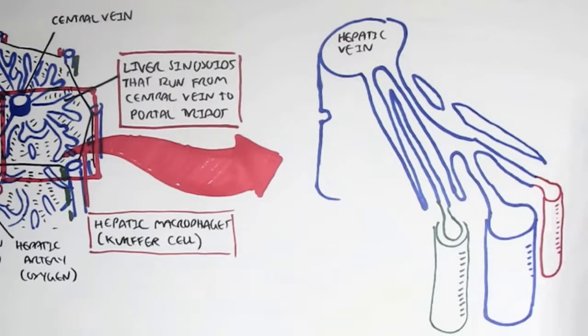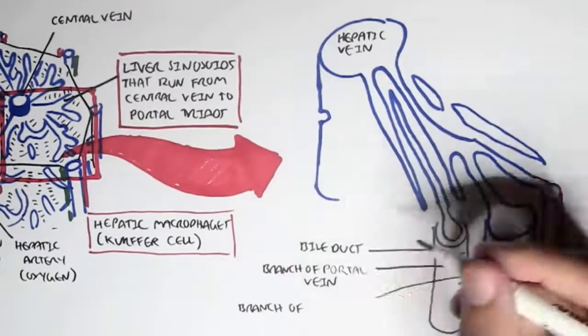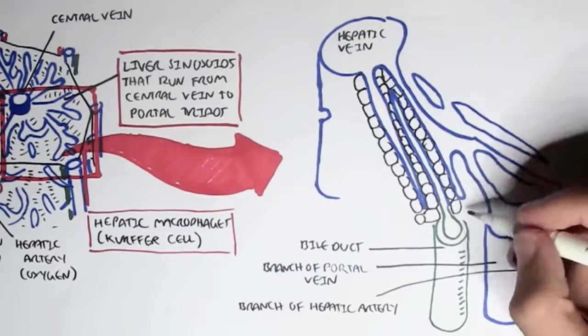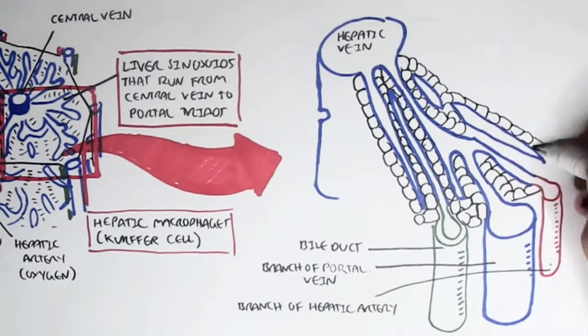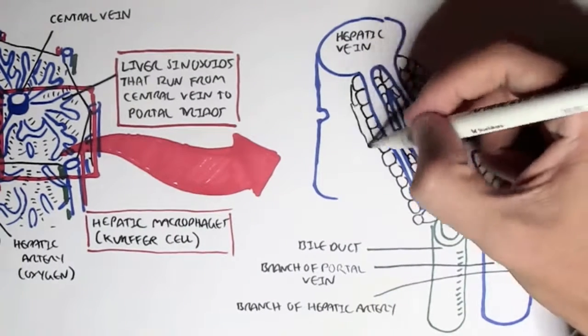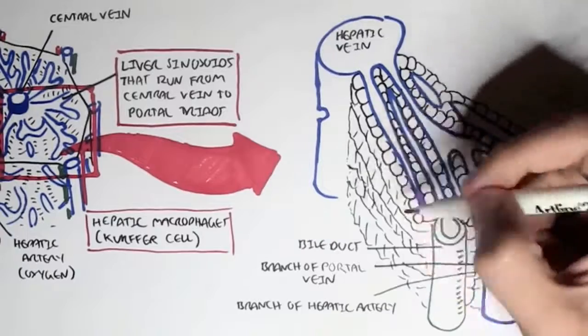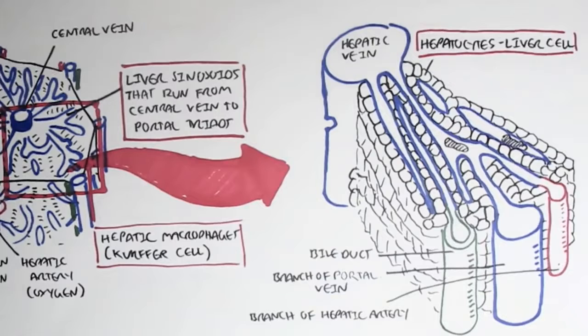And the portal triads here are the bile duct, a branch of the hepatic portal vein, and a branch of a hepatic artery. So bile duct, portal vein, hepatic artery. And surrounding all these sinusoids and just everywhere are the hepatic cells, known as hepatocytes. And so whatever comes through the portal vein and from the hepatic artery can be given into these hepatocytes and then will be emptied out into the hepatic vein, which will then enter the heart. Similarly, cells which produce bile can then give it to the bile duct, which then goes into the gallbladder.